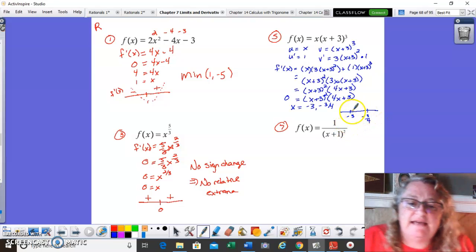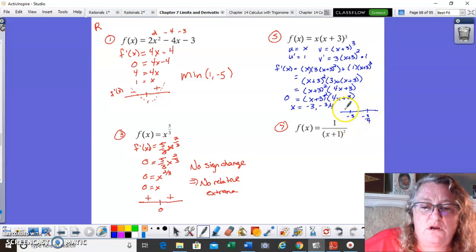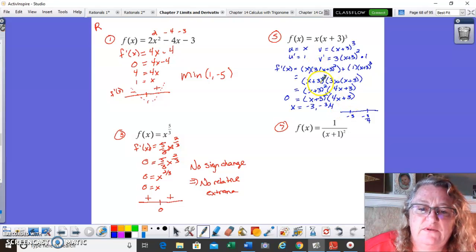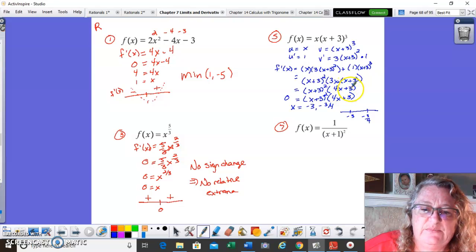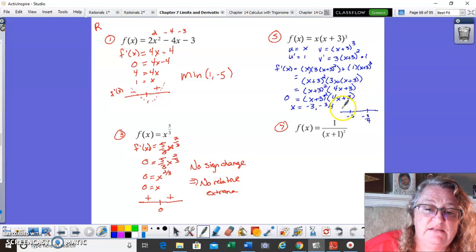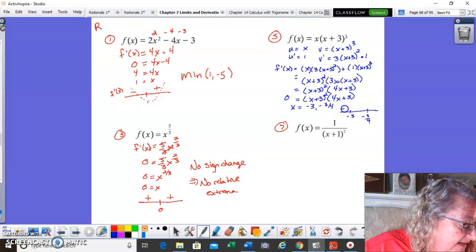Okay, so if I test, for instance, -4 and put that into my derivative here, -4 plus 3, that's a negative number, but it squares it. So this term is always going to be positive. So really the only term I need to test is this one here. So if I put a -4 in here, this becomes -16 plus 3. That's a negative number times a positive number. So that should make that a negative.